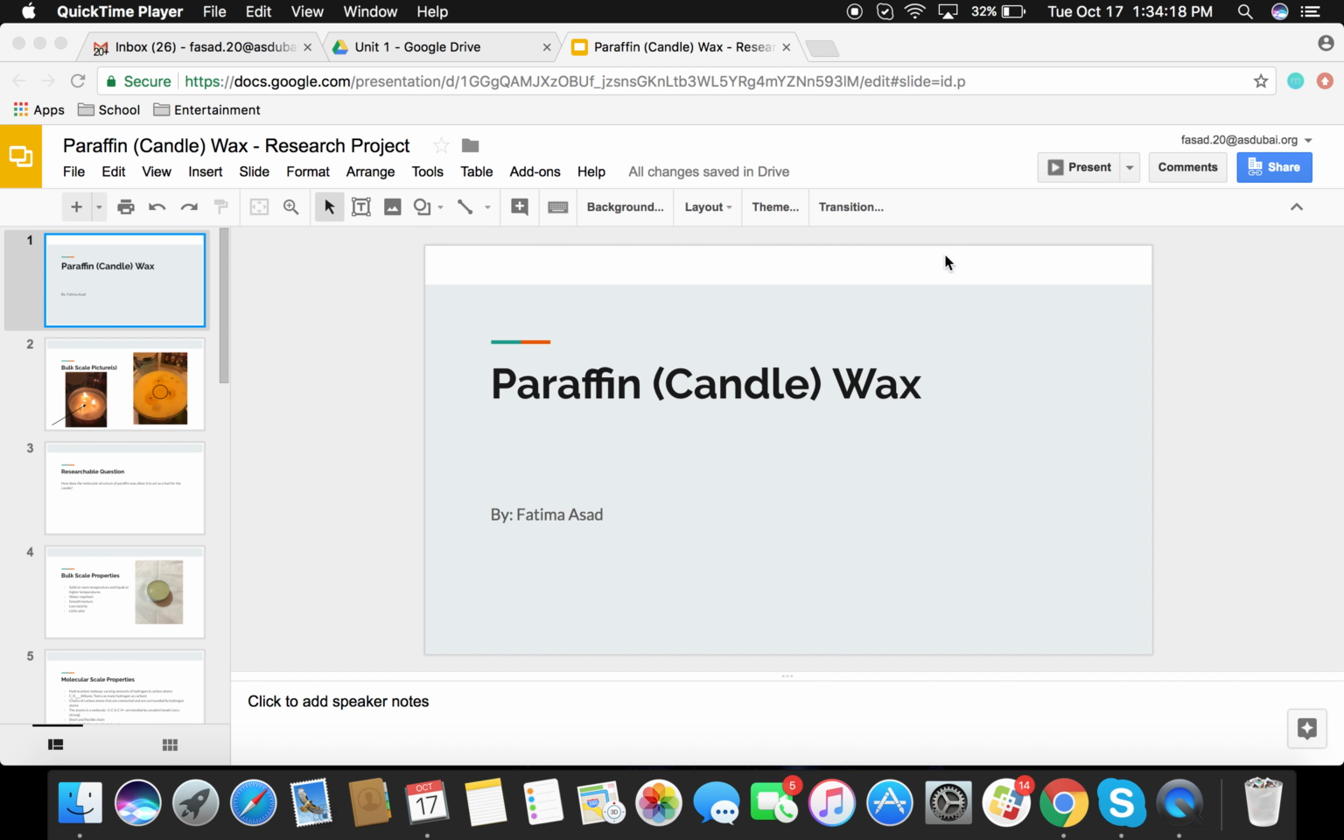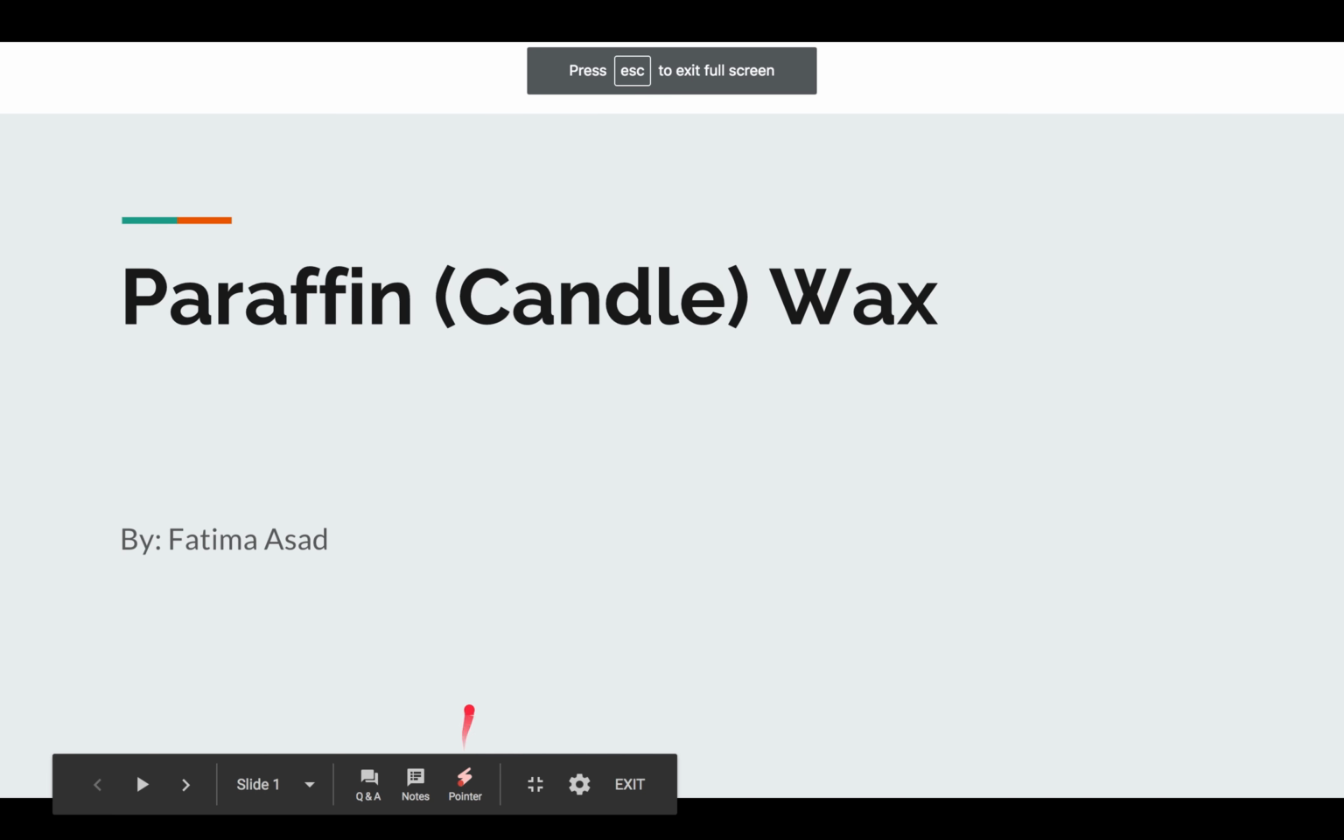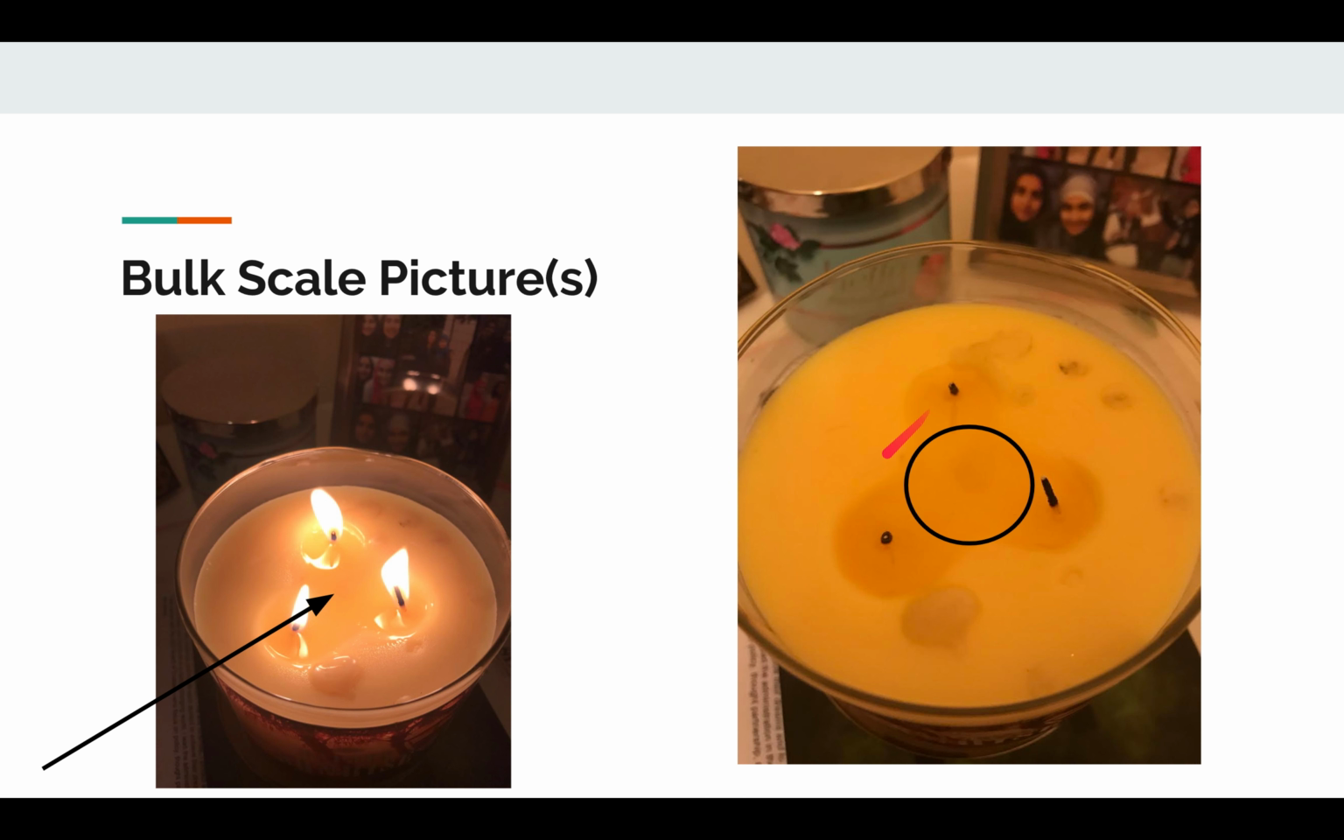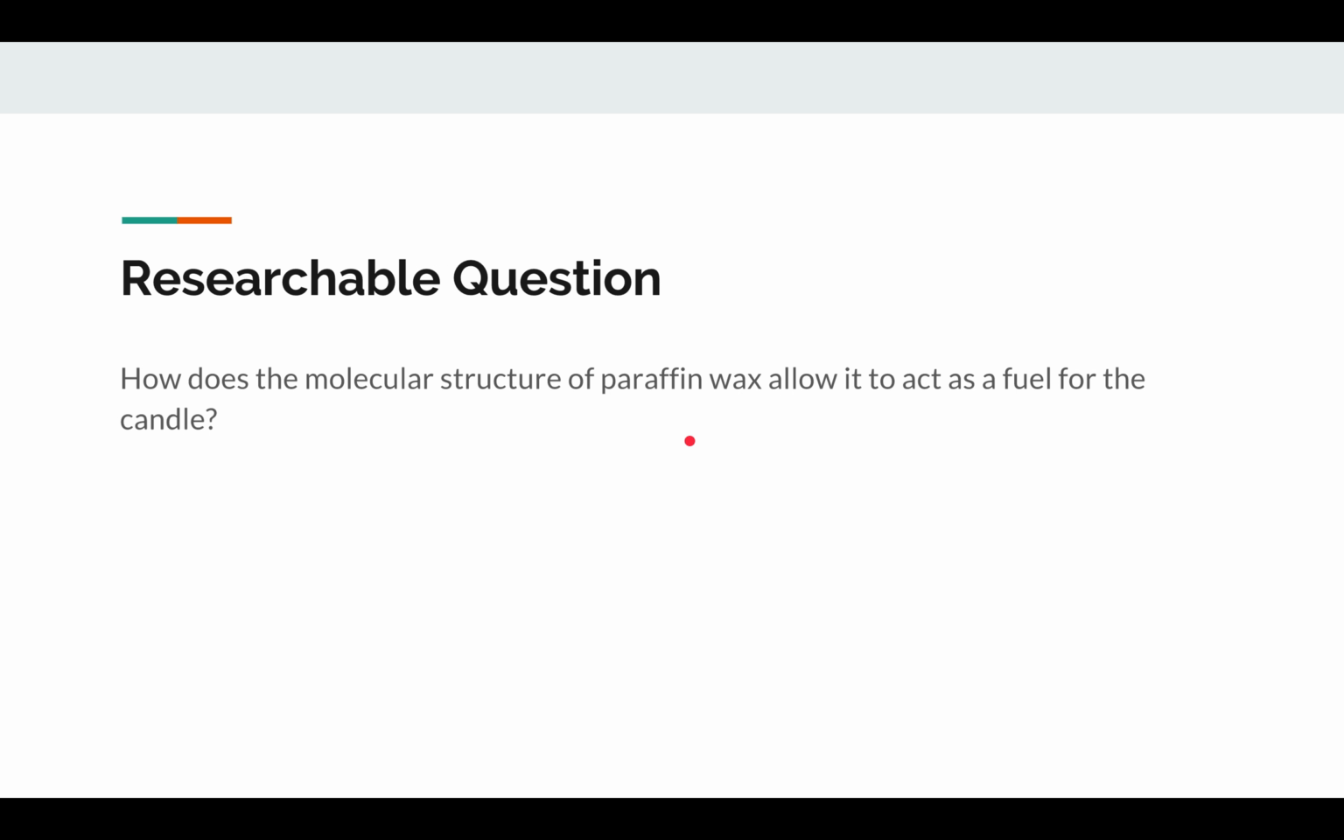Hi, so today I'm going to talk about paraffin wax, which is more commonly known as candle wax. So these are my bulk scale pictures. This is my substance when the candle is lit, and this is what my substance looks like when the candle isn't lit. My researchable question is, how does the molecular structure of paraffin wax allow it to act as a fuel for the candle?